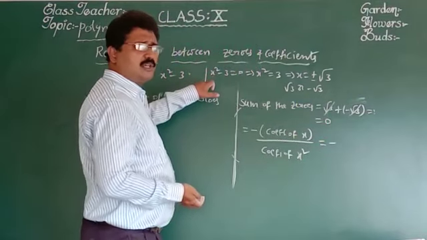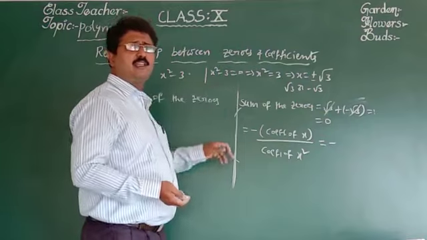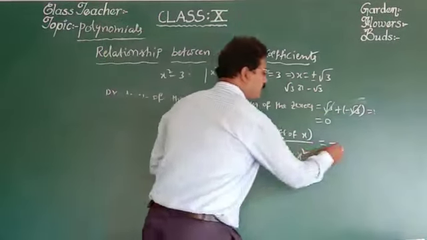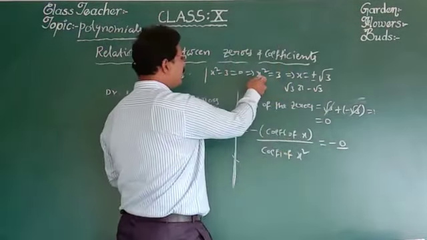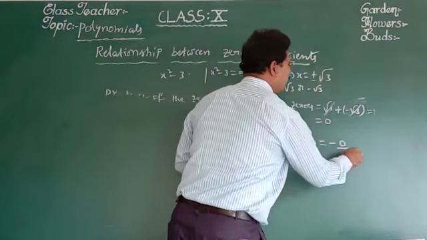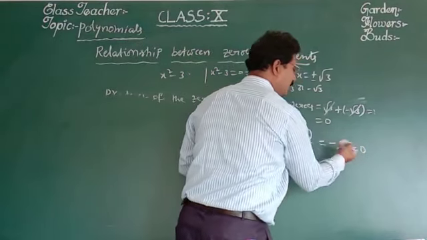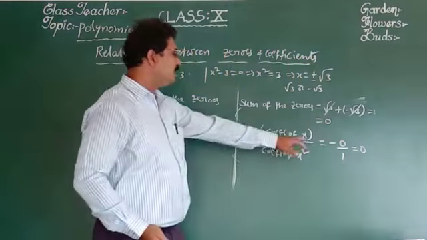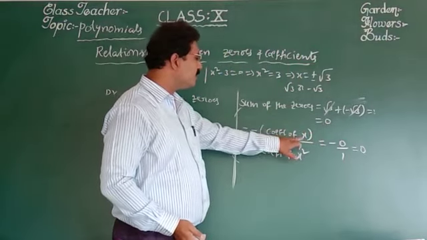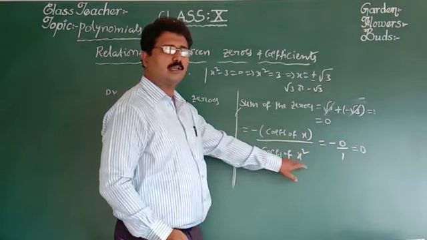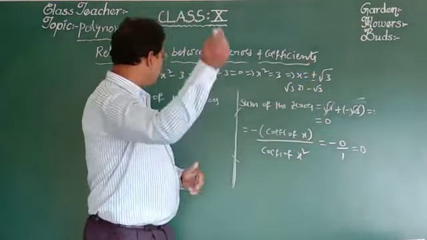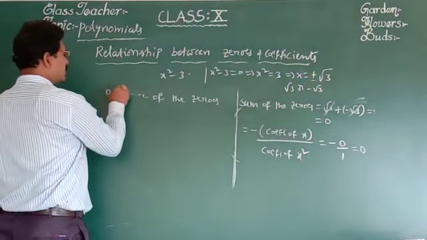Is there any coefficient of x here? No, because in x square minus 3 there is no x term. So we put 0. Coefficient of x square is 1. Minus 0 by 1 is equal to 0 again. So that 0 can be written as minus coefficient of x by coefficient of x square. Hence verified.